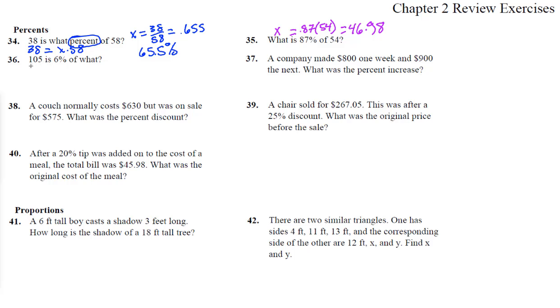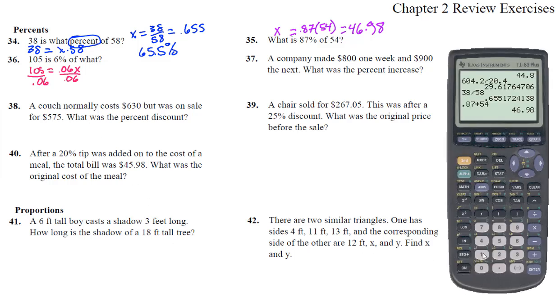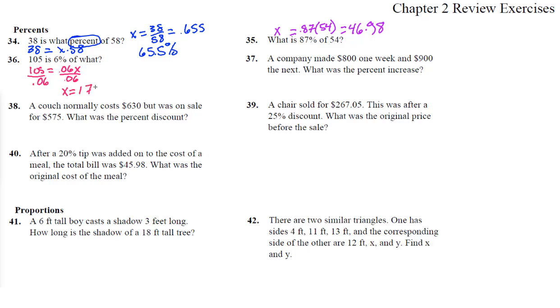Number 36. 105 is 6%, that's 0.06, of what? So 0.06 times x. To solve this, we need to divide by 0.06, divide by 0.06, and when we do that, 105 divided by 0.06 is 1750. X equals 1,750. All right, number 37.